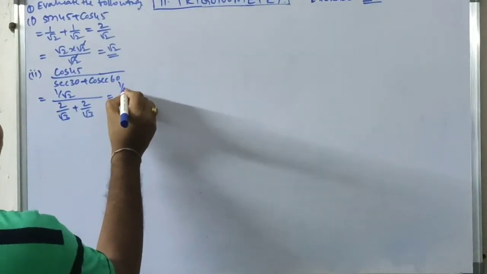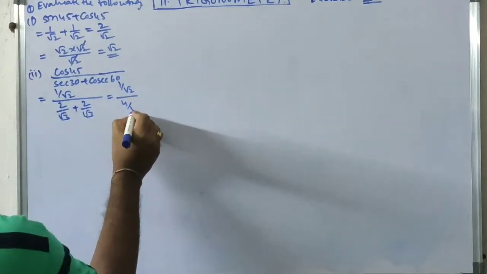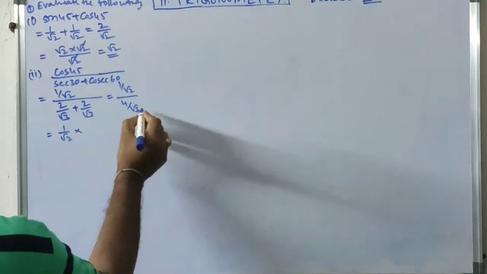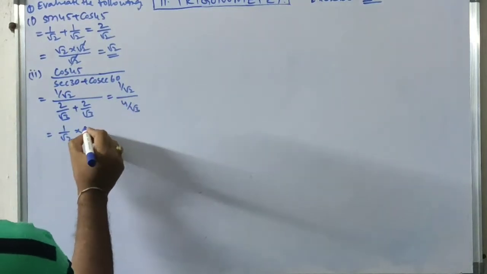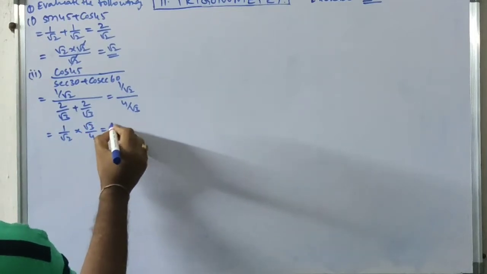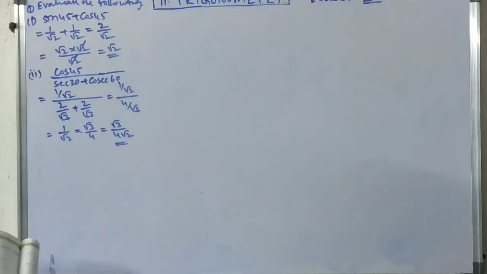Which is equal to 1 by root 2 by 2 by root 3 plus 2 by root 3, 4 by root 3, equal to 1 by root 2 into this denominator will be reciprocal, root 3 by 4. So root 3 by 4 root 2. So this is the required answer. So we may rationalize the denominator or not.